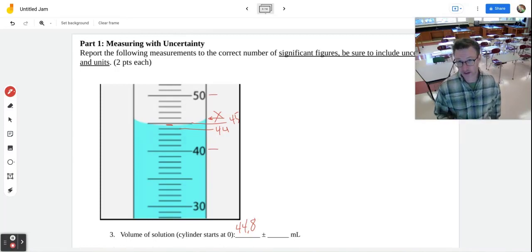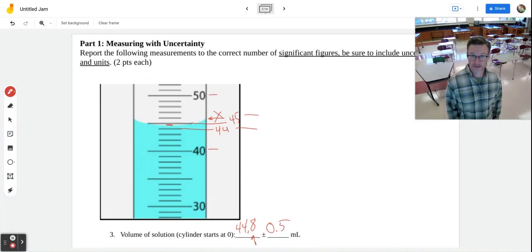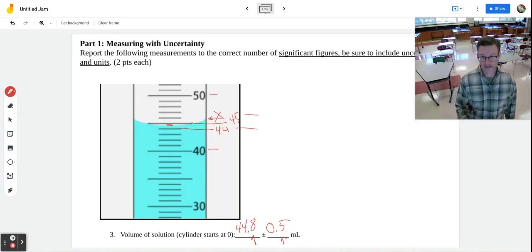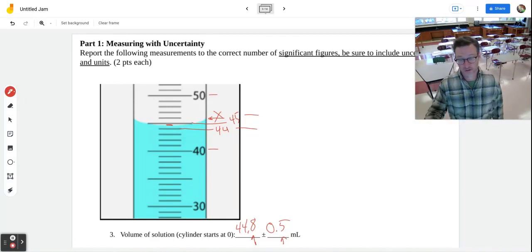And then the uncertainty here is a little different from the other ones, because the markings are at ones. So half of a one would be 0.5. Again, what I did is I looked at the estimated digit, and I wrote my uncertainty plus or minus 5 in that place. So plus or minus 5 tenths, because my estimate was in the tenths. Okay, so that's how we do measurement and uncertainty.